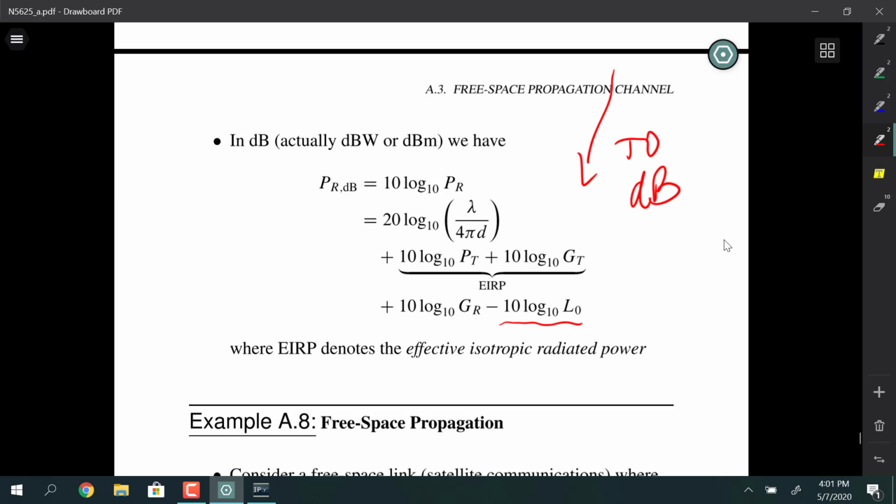And then we have the transmitted power, 10 log base 10, which would be like dBm. Then we have the gain of the transmit antenna, and when that's lumped in with the transmitted power, that becomes the effective isotropic radiated power, or EIRP. Then we have the gain of the receive antenna in dB, and then we subtract or reduce our received power by this fudge factor.